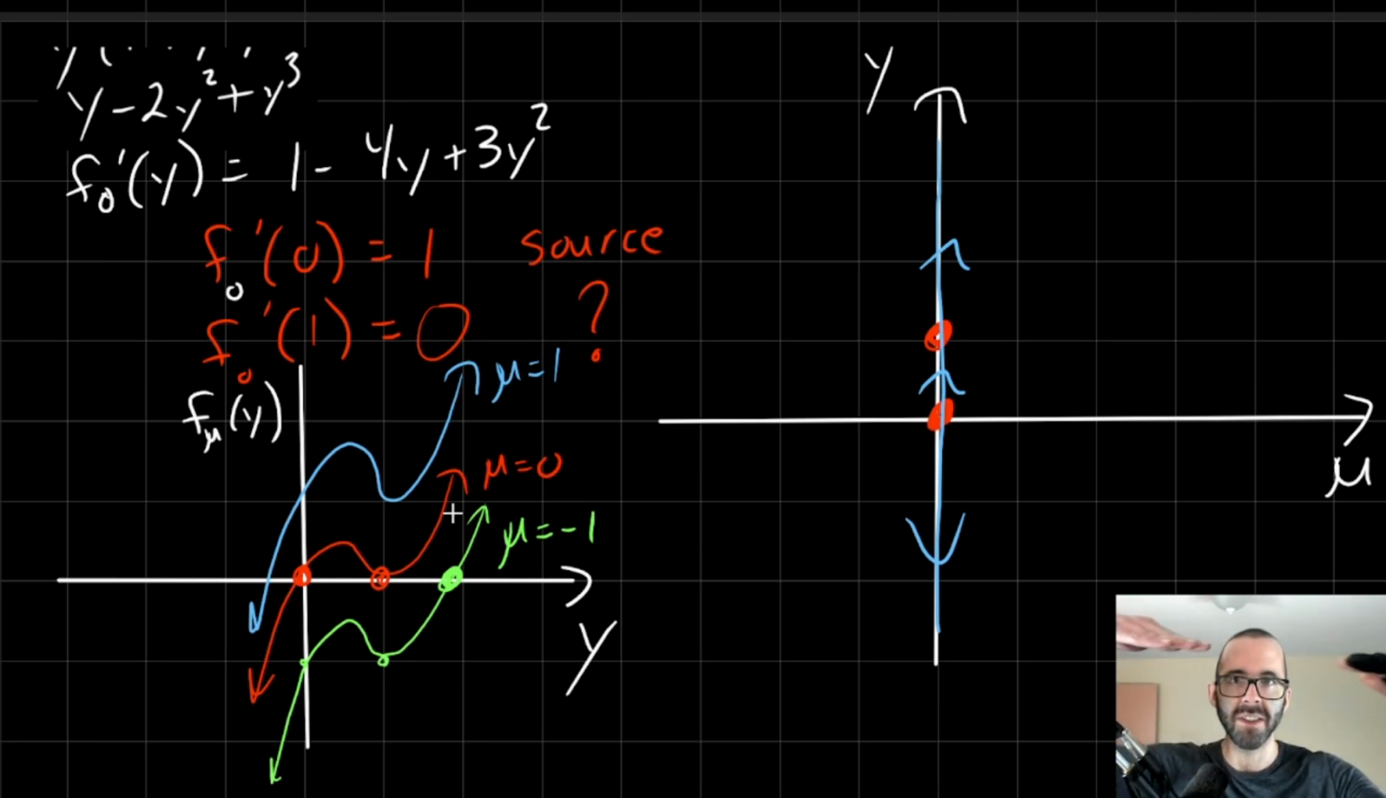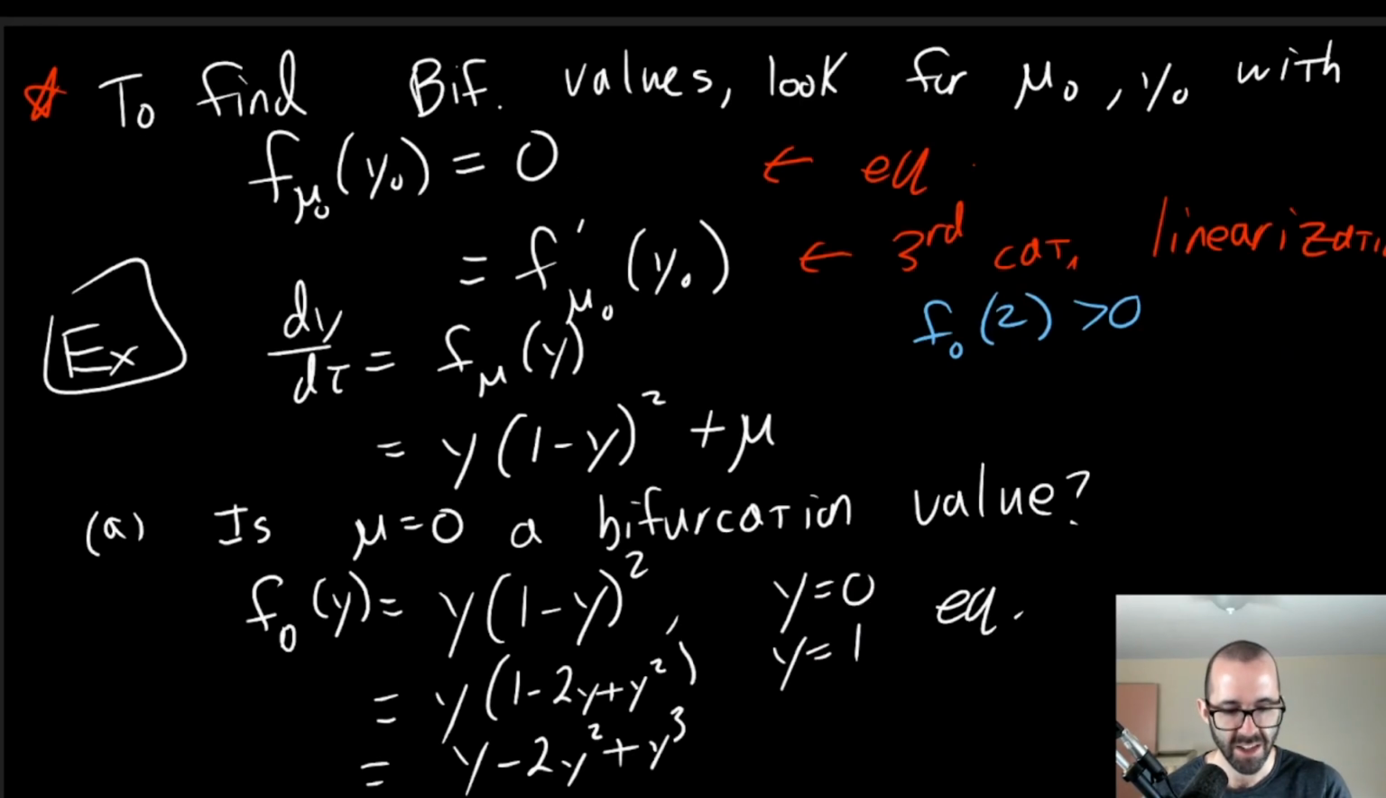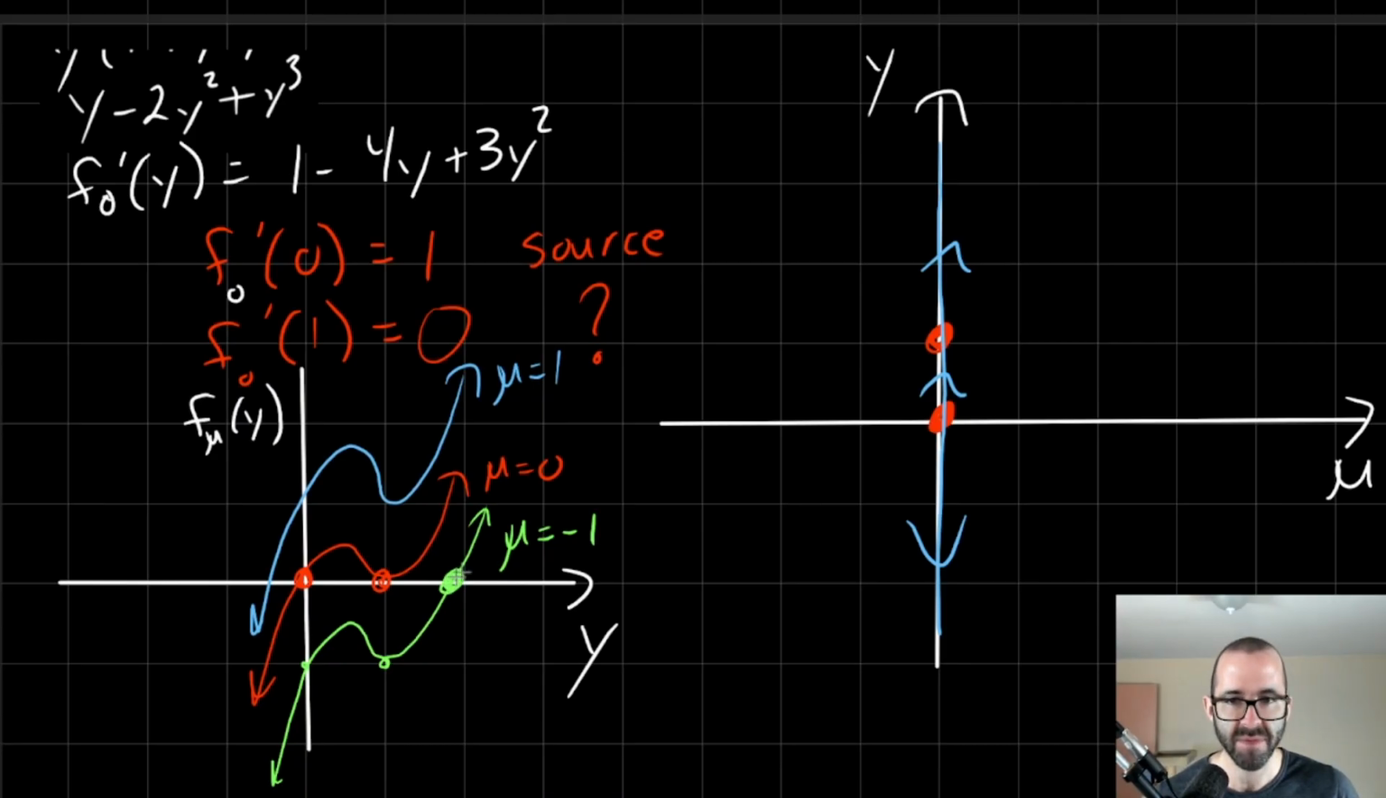Negative to positive, the slope is positive. It's going to be a source. Again, always going back to the linearization theorem, right? The slope of that function f is positive, so y is going to be a source.